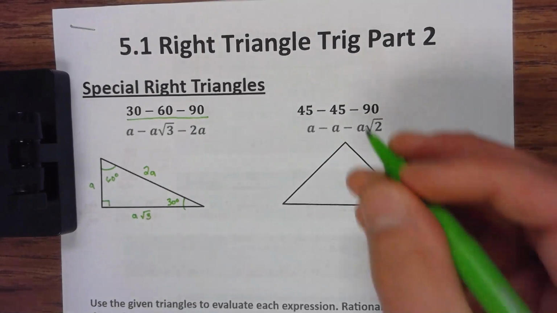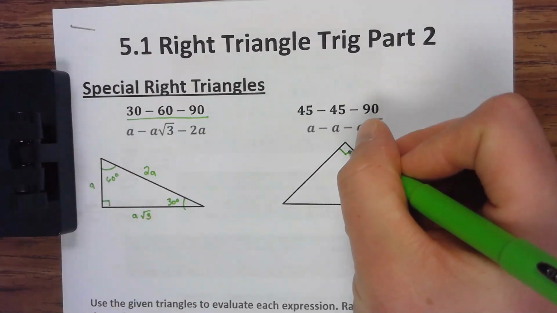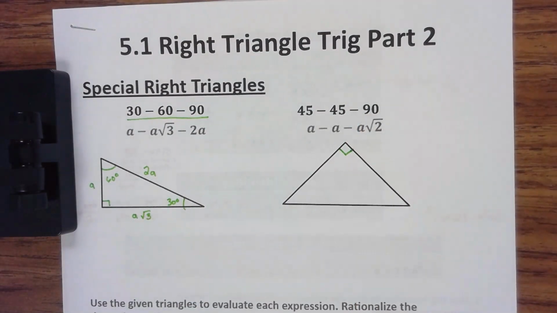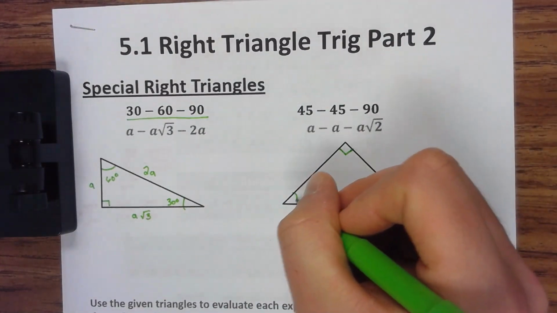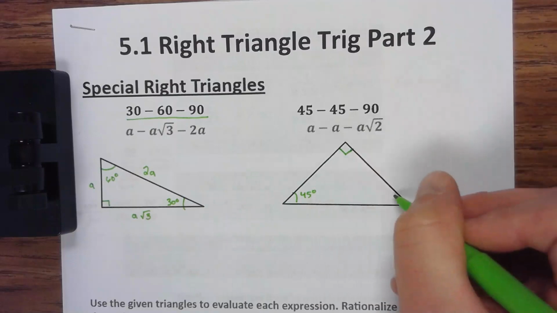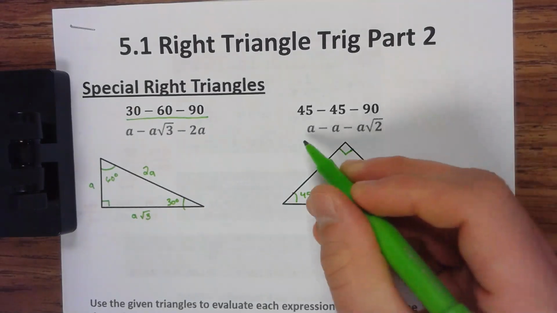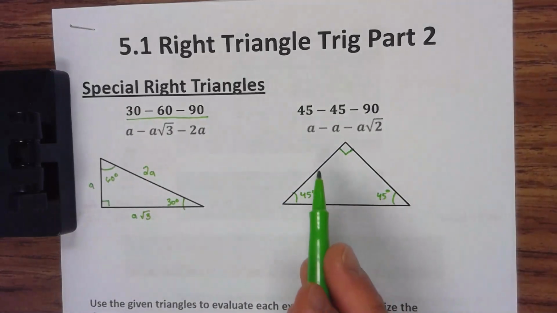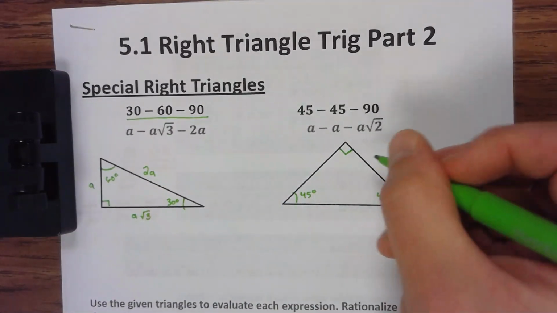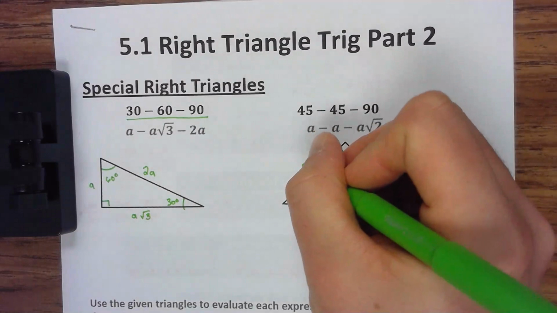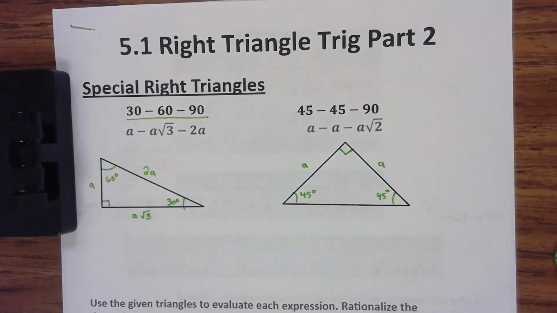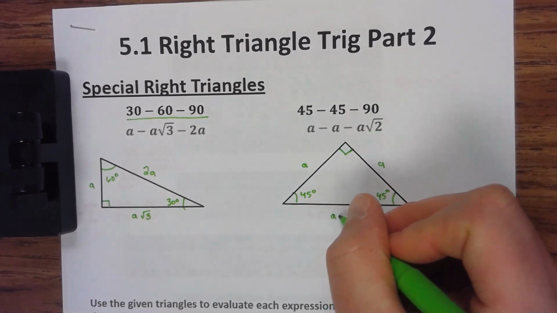Then the 45, 45, 90. Based on how this triangle is drawn, the 90 degree is that top angle, leaving the other two angles to be your 45 degrees. This one's a little more obvious, right? With two side lengths being just A, those are the legs. This is a lot like that isosceles triangle problem we had yesterday, making the hypotenuse here a root 2.